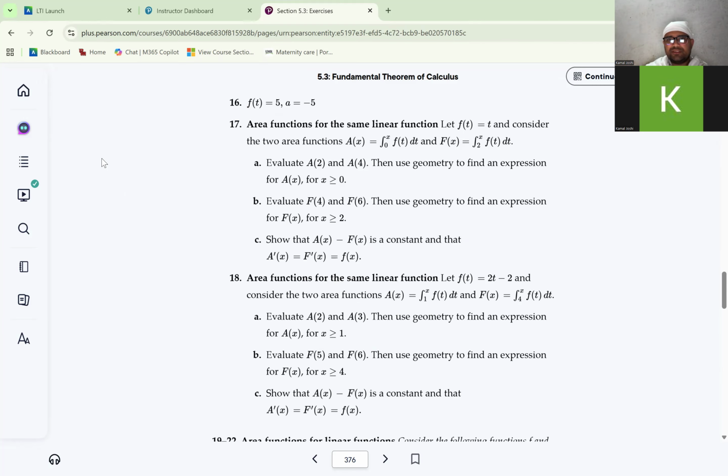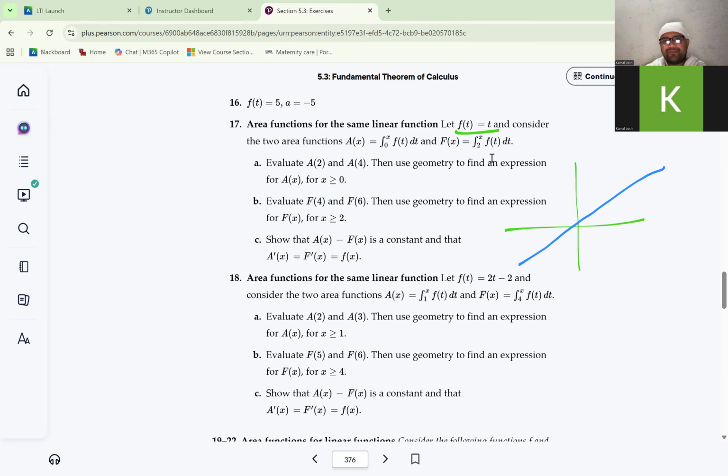Area functions for the same linear function. Consider the function. I think there are some simple questions, but still, let me go through some of them. F of t equals t. So we're talking about this graph. Y equals x graph.